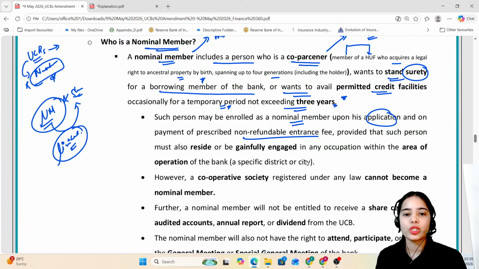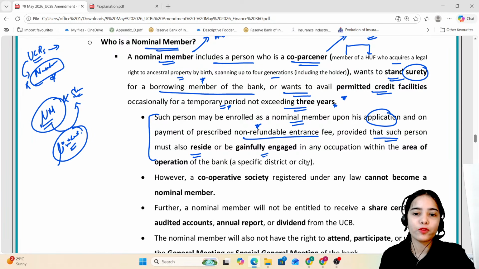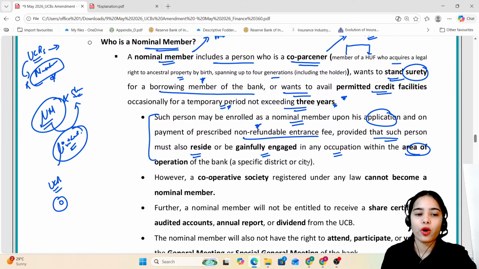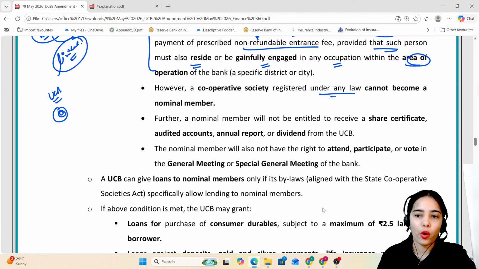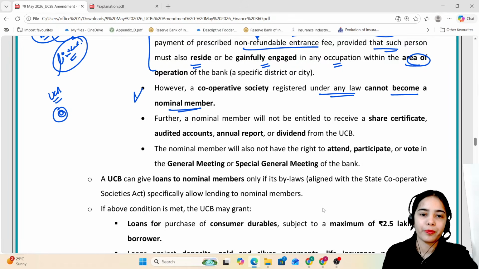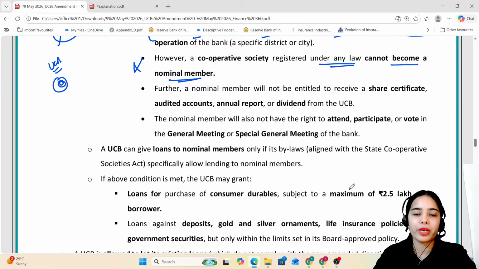So such a person may be enrolled as a nominal member by providing the application and paying the non-refundable entrance fee, provided that such person must also reside or be gainfully engaged in any occupation within the area of operation of the bank. That means the urban cooperative bank is working in a particular district, so the nominal member should also be present in that district or have a job in that district. A cooperative society registered under any law cannot become a nominal member. So remember this, that a cooperative society cannot become a nominal member.